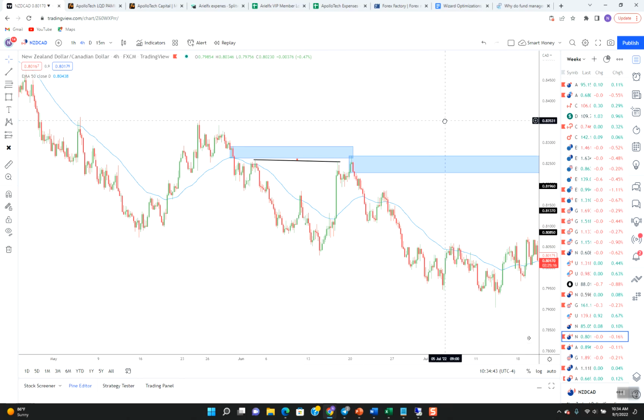Right, so in here, we're looking on the 4 hour time frame. We're going to scale in here in a minute, but we can see, we had a lower low, we had a pullback, lower high.